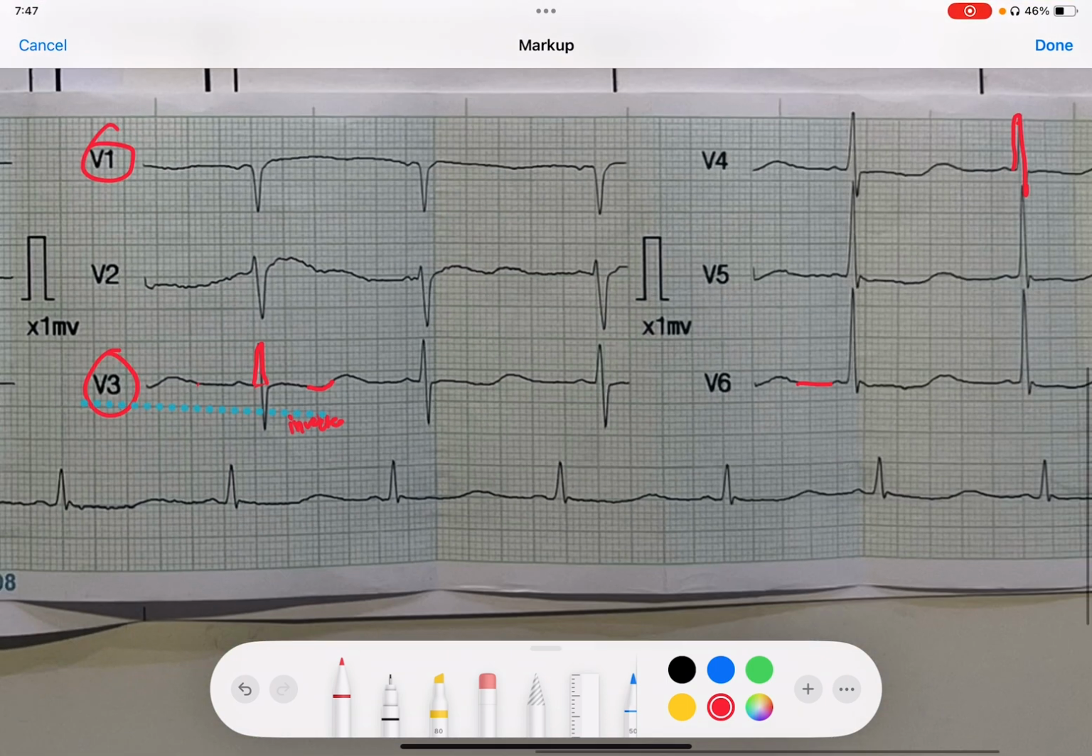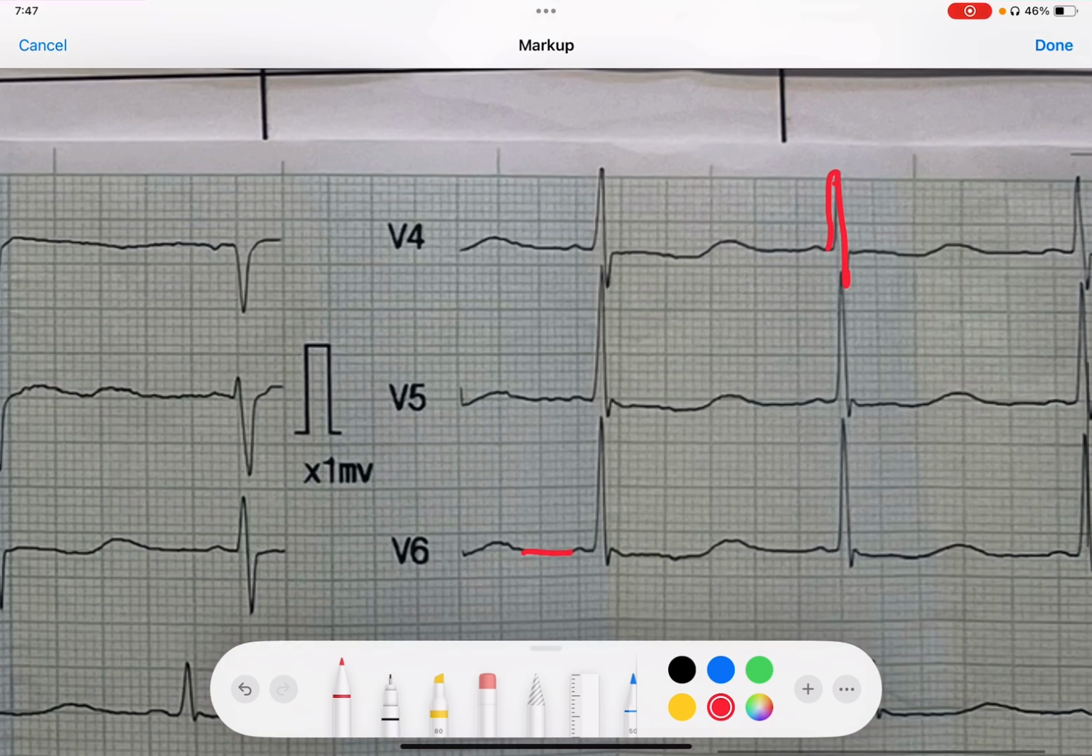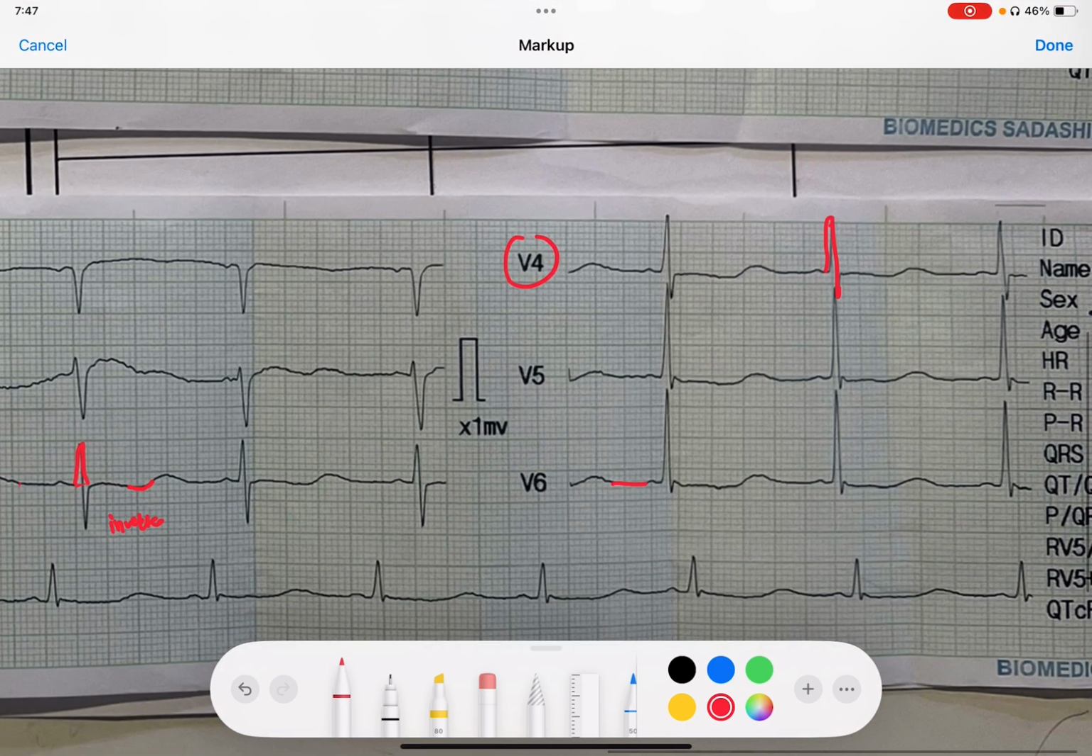You can simply follow the same thing here. In V4 we can very clearly say that we have a very good positive R wave, and this is basically an inverted T wave. This is a clear-cut inversion of the T wave. It is not flat. You can simply see this is the baseline. This baseline should have been here, but it is down, it is inverted.